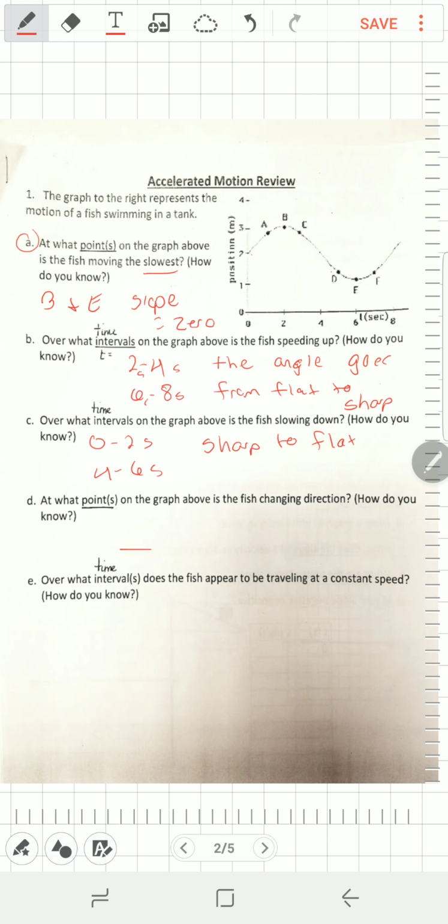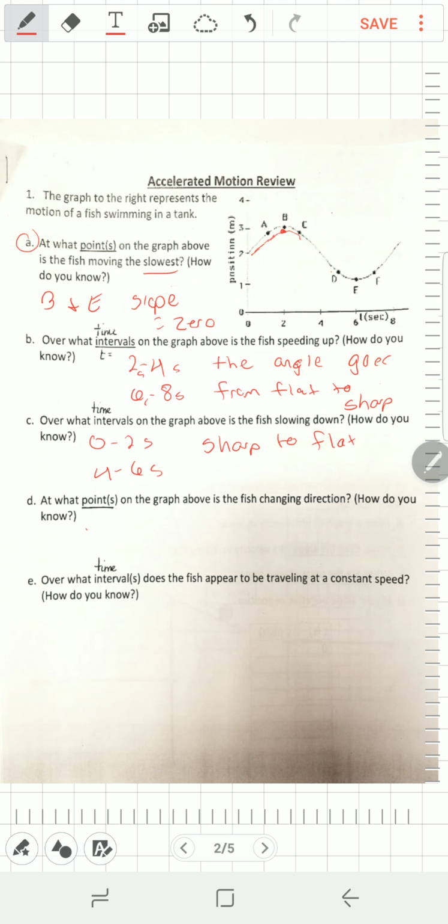So at what point on the graph is the fish changing directions? When do we see it going from one to the next? Well, this is going up in a positive direction, and then it stops here. That's what a slope of 0 means, that it stops and then it goes back down.